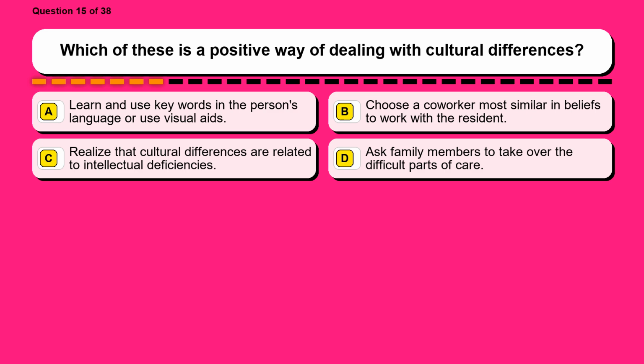Option A. Learn and use key words in the person's language or use visual aids. Option B. Choose a coworker most similar in beliefs to work with the resident. Option C. Realize that cultural differences are related to intellectual deficiencies. Option D. Ask family members to take over the difficult parts of care.